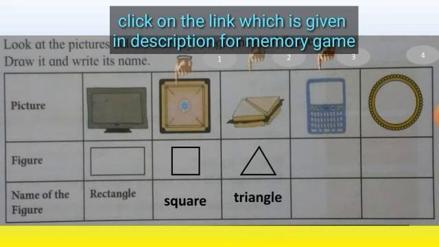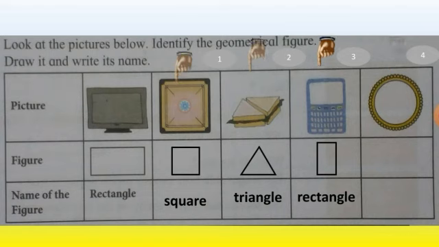The third picture is mobile. Its figure is like this and the name of this figure is rectangle. The fourth figure is mirror. Its figure is like this and the name of this figure is circle.